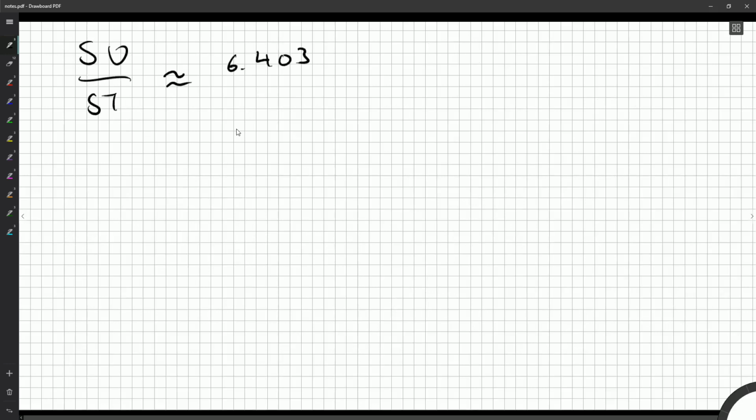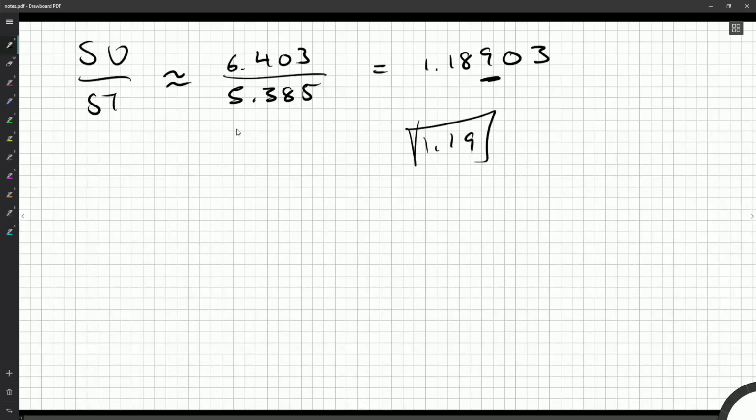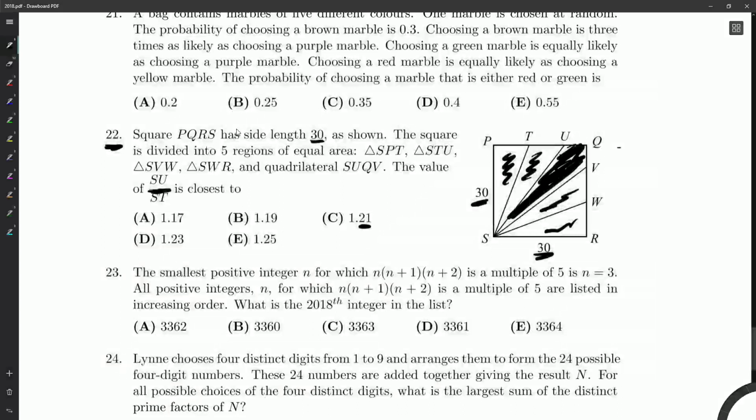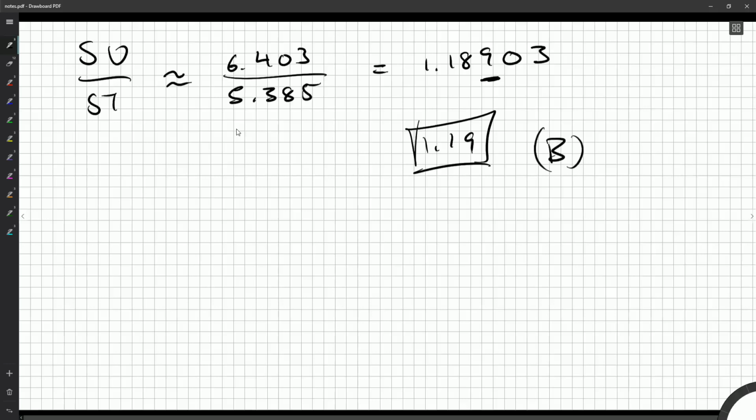And the square root of 29, if you're interested, is about 5.385, and just divide the two. So the square root of 41 over 29 is 1.18903, and they wanted it to 2 decimal places, so we'll round up to 1.19, and that should be our final answer. I like that we didn't actually have to bother with the quadrilateral, or the other 2 triangles even. 1.19, that's an answer of B, so we're going to bubble that in, and that finishes off question 22.